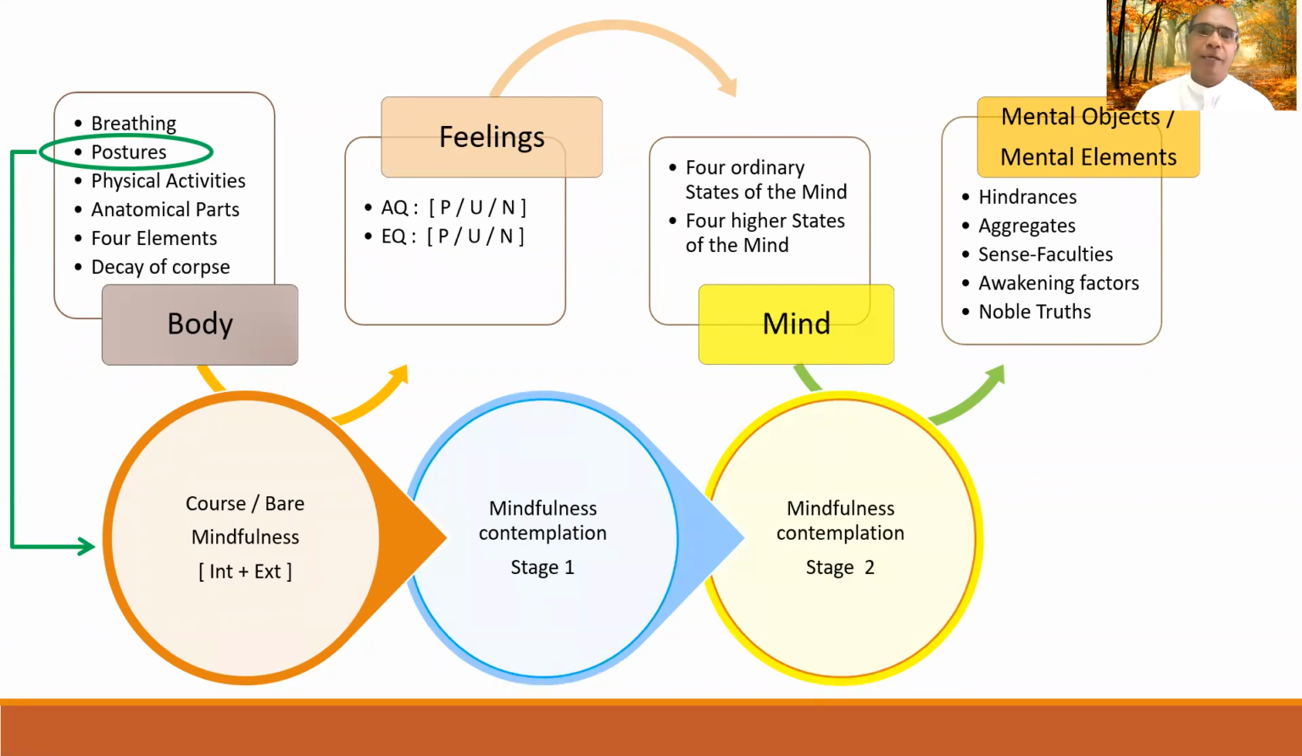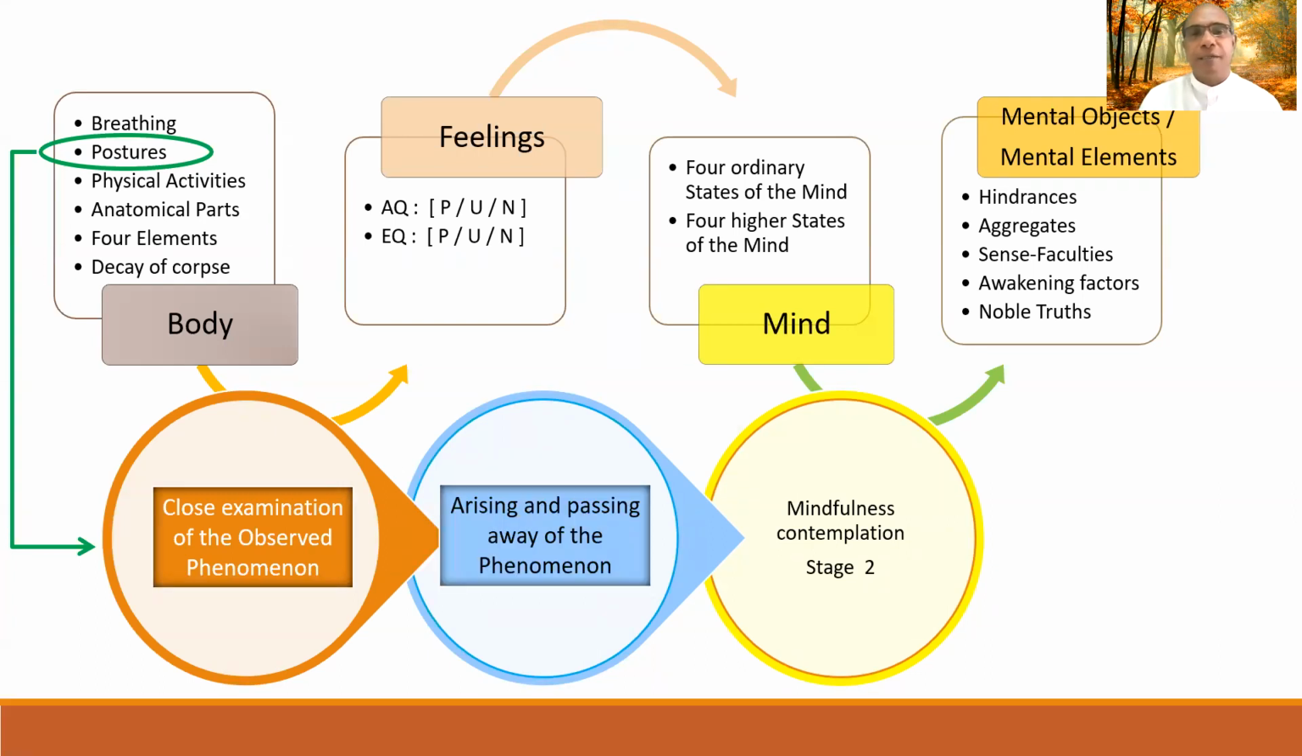What are the 3 steps? First one is to closely examine, just observe the phenomena, that means the posture. Stage 1 of contemplation is becoming aware of the arising and passing away steps of the phenomena. Stage 2 is becoming aware of the causes for it to arise and the causes for it to pass away.